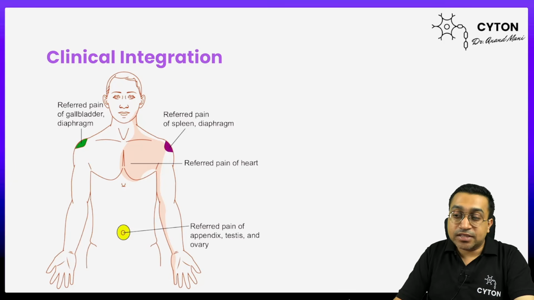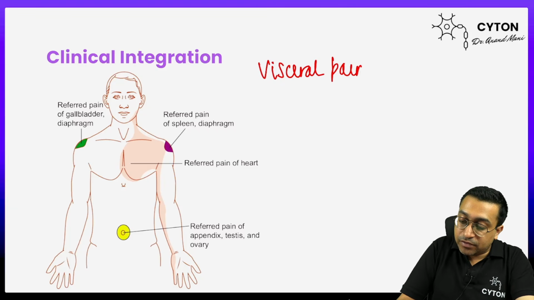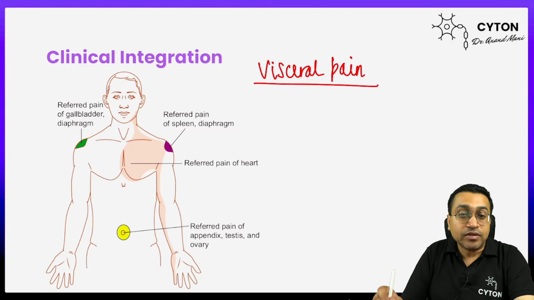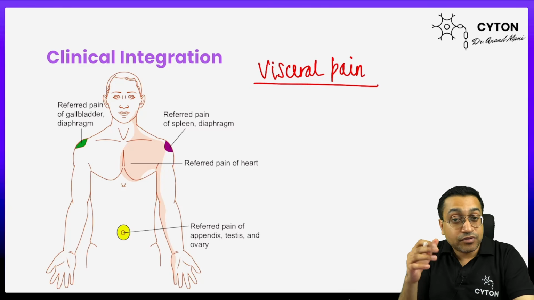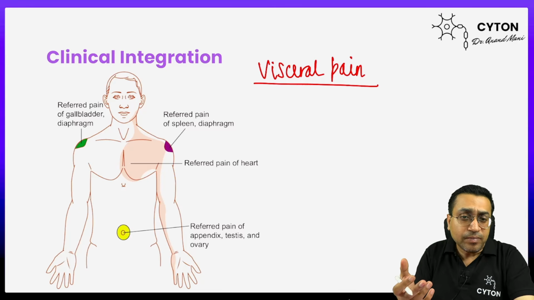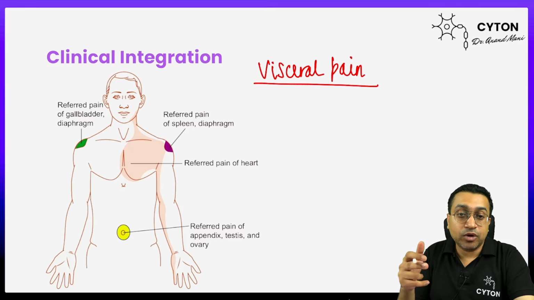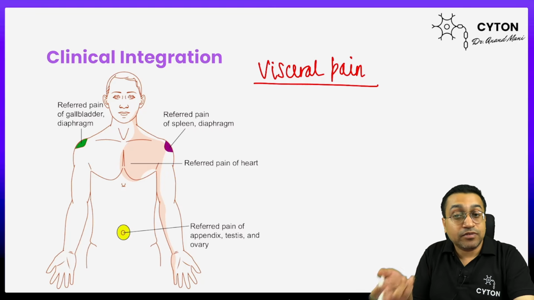Last but not the least, that is the clinical integration, which is my favorite part. I told you that there is something known as visceral pain. Again, we will be discussing this in quite detail, region to region wise. So the autonomic nerves carry the visceral pain sensation. It is a poorly localized, dull sensation, and it is usually referred to the skin, that is the dermatome, which is innervated by the same spinal segment.